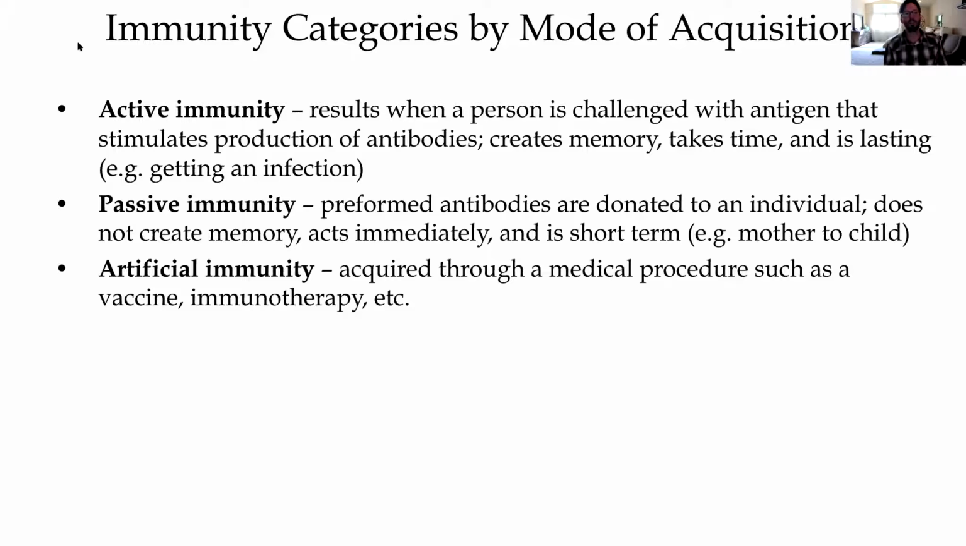So your body isn't creating the memory. You are given that memory from something else. So think of maternal antibodies that are passed on from the mother to the fetus and the mother to the breastfeeding infant. And then there's artificial immunity, which is vaccination, immunotherapy, giving the body exogenously things that it needs to then mount this response.